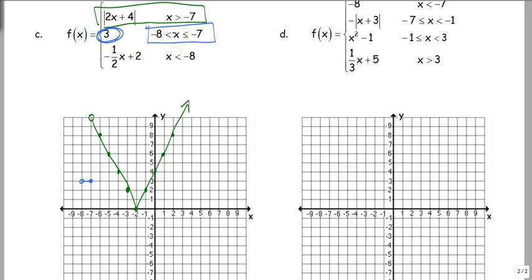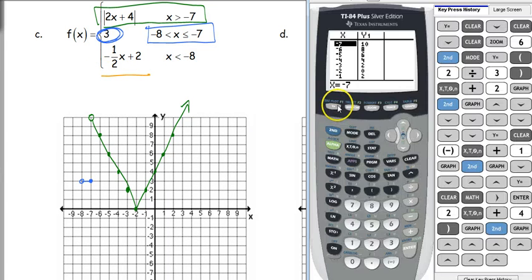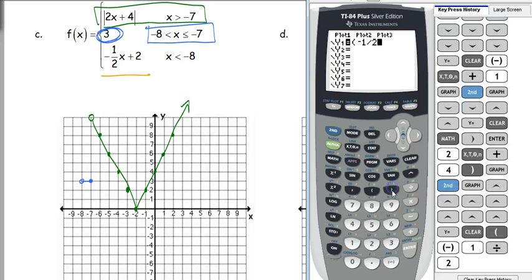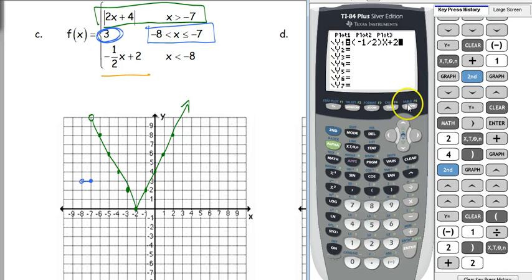And finally, we have our last piece, which is just a linear equation. So put in the linear equation. So negative 1/2 x plus 2. Graph it. And again, we don't want that whole line. We just want anything from negative 8 on.